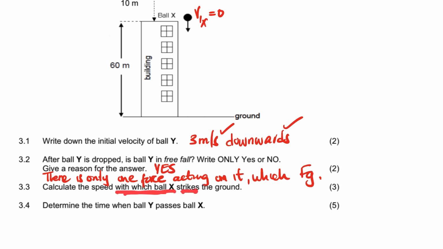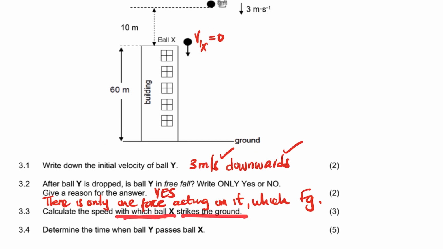Okay, now guys, calculate the speed with which the ball strikes the ground. So which ball? Ball X. For ball X, it starts from there, and its displacement is going to be 60 meters, and it's 60 meters downwards, which is positive, and its gravitational acceleration.